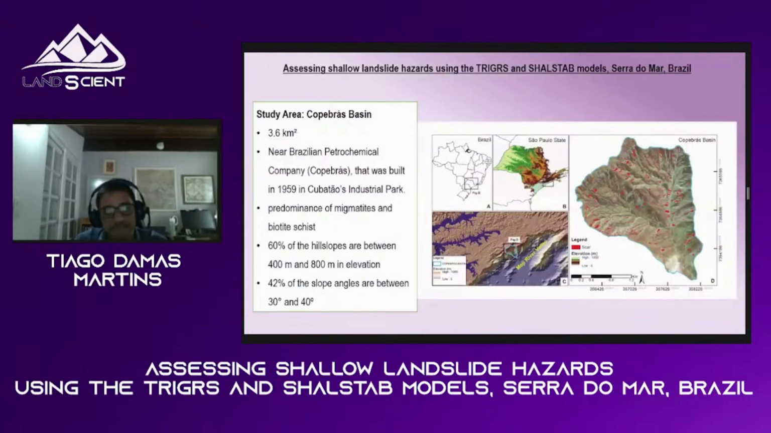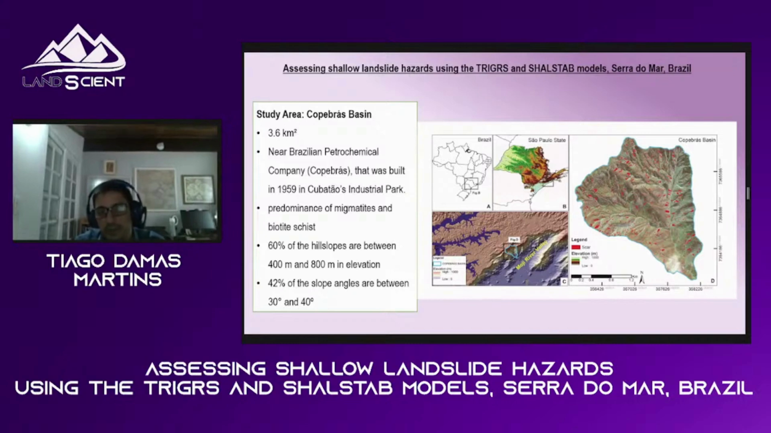The study area evaluated in this paper is one of the watersheds that reached the city of Cubatão, one of the pictures I showed before. It encompasses 3.6 square kilometers, and in the bottom of this watershed, we have a large petrochemical plant built in '59, and a large industrial park, all this located in the city of Cubatão.